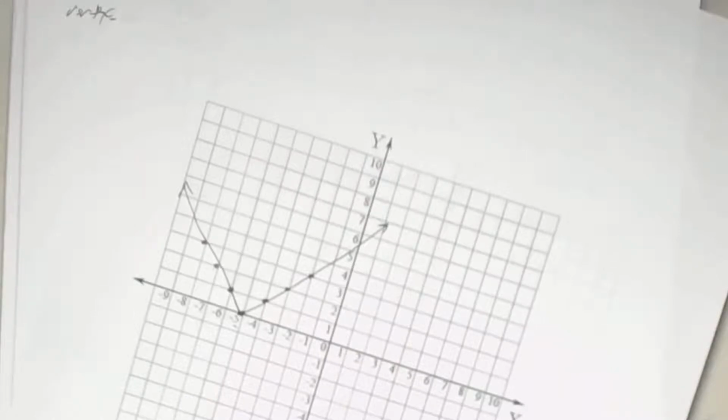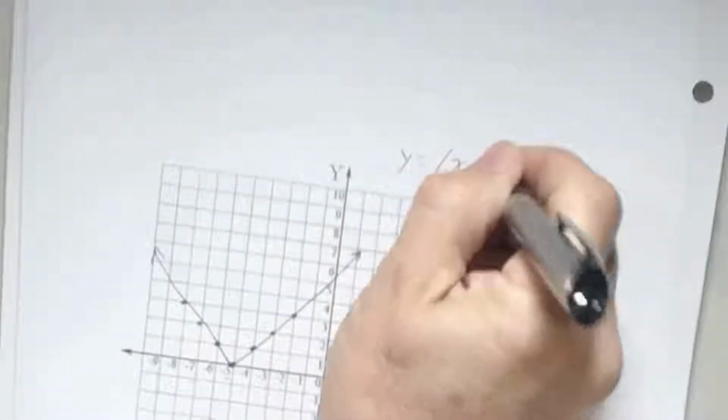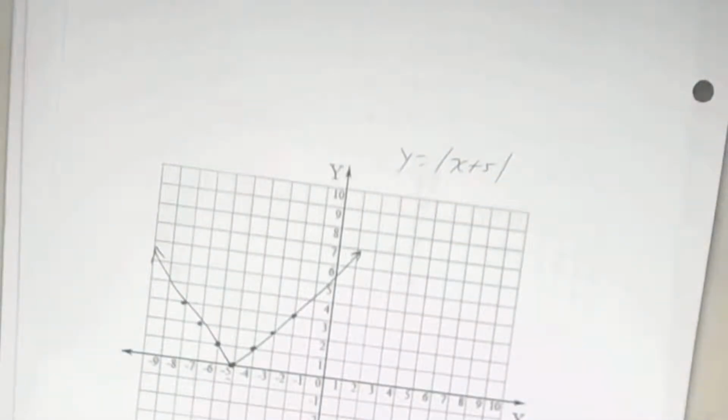Okay, so there's the graph of y equals absolute value of x plus 5. Now, when we do MyMathLab, you'll notice that some of the graphs are pointing up, and some of them are pointing down. So let's talk about what makes it point down.